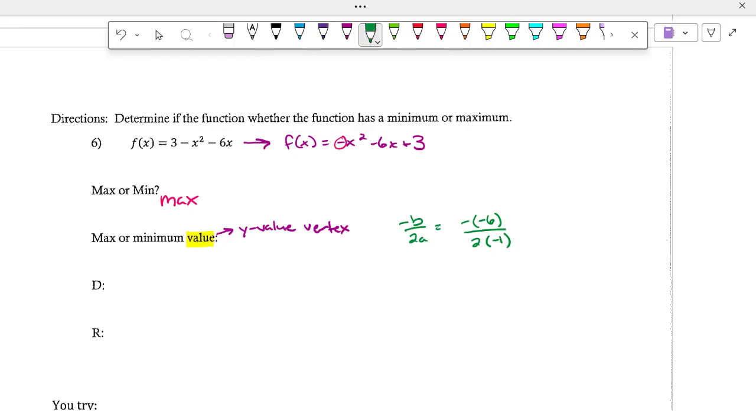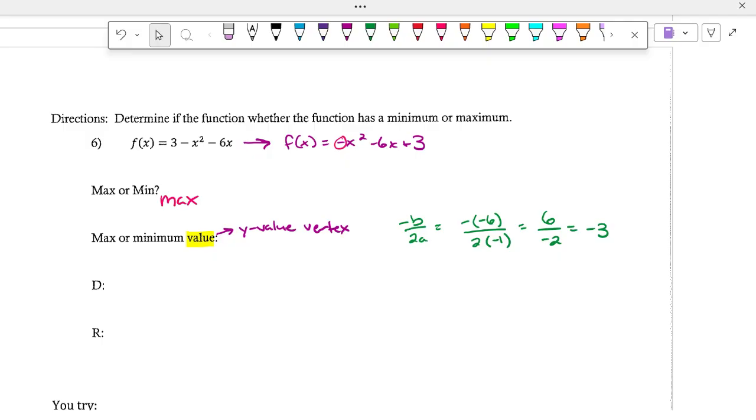Okay? So the biggest mistake that I see people make is that because it's already negative, people assume they can just leave it as negative 6. You've got to make sure you flip the sign. Okay? So this would be 6 over negative 2, which is negative 3. So that's our x value.